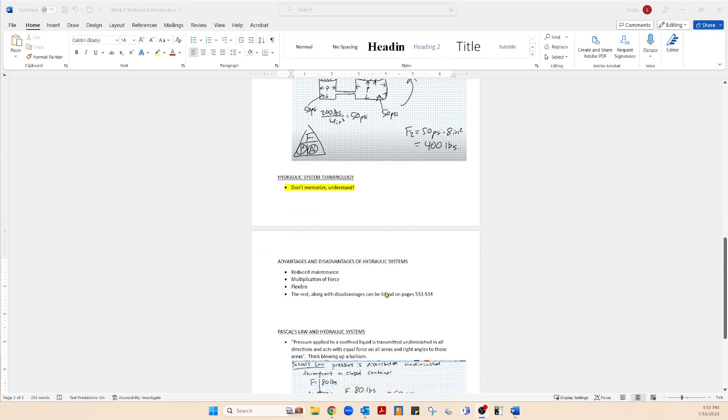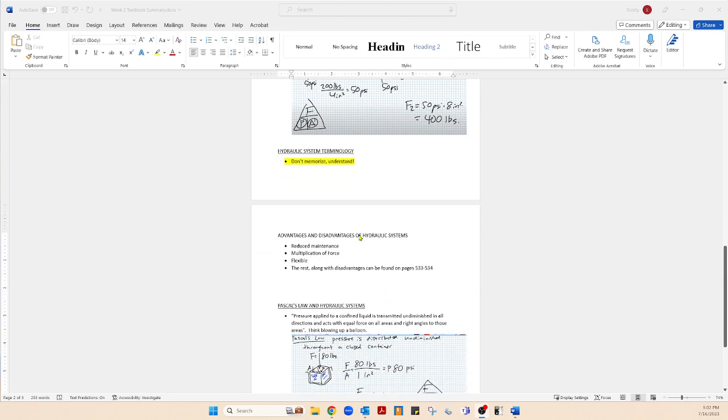Let's look at advantages and disadvantages. I've got 4 really neat advantages. It's low maintenance. It has a multiplication force effect. It's extremely flexible. You can put a lot of conduits in a little bitty place. If you've ever worked on an excavator, just imagine if that was 1-inch pipe that you had to thread and calculate elbows and things. So it's real flexible.